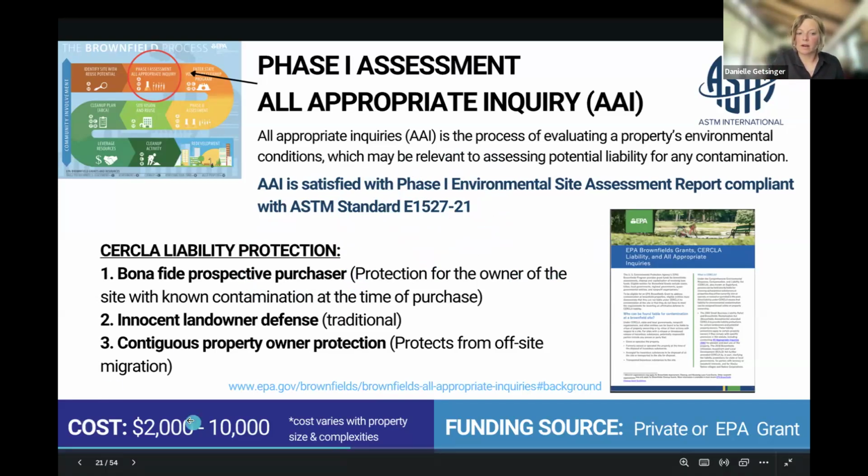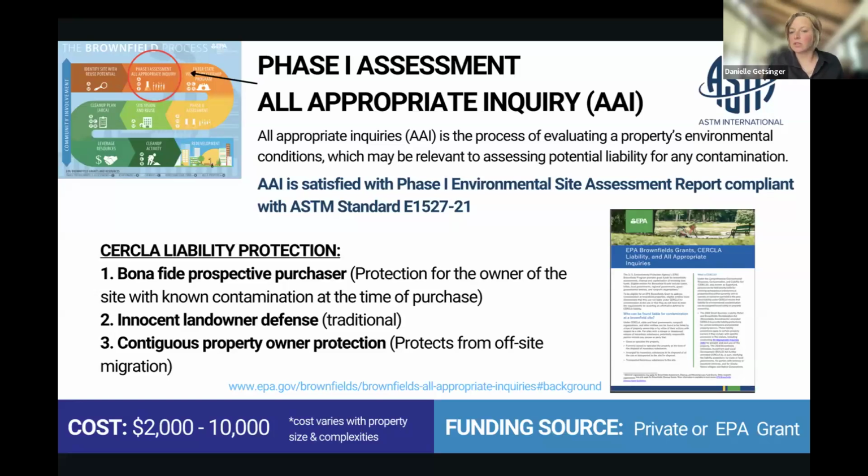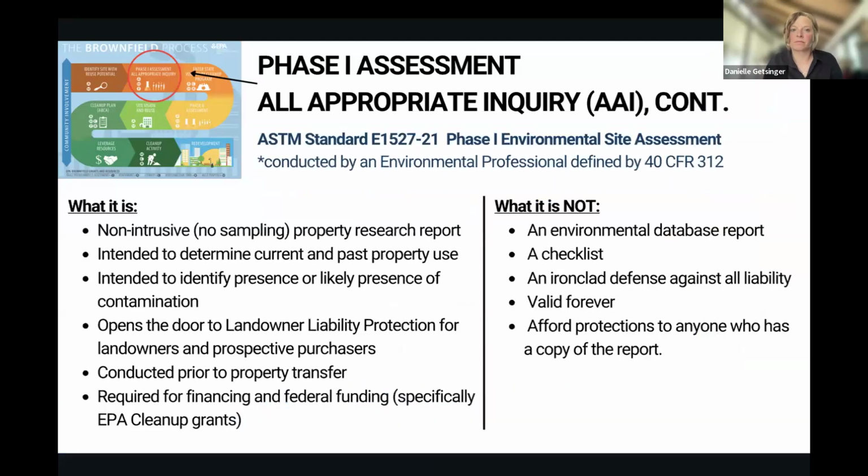Those typically cost between $2,000 and up to $10,000 depending on the complexity of the site. You're going to either self-fund this, but it's also an eligible expense under a community-wide assessment grant that either your municipality, the EPA directly, or your state might have. I know I'm going fast, so if you guys need to just tell me to slow down, just chime in.